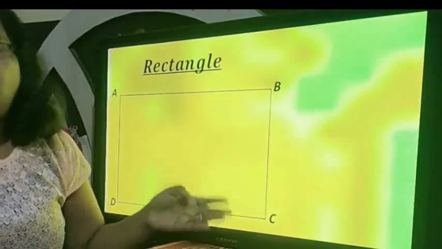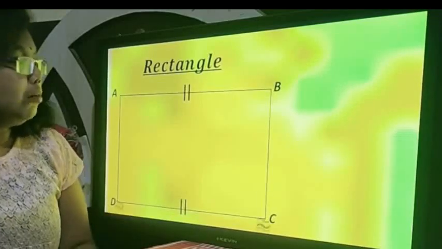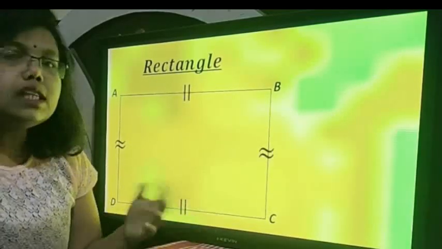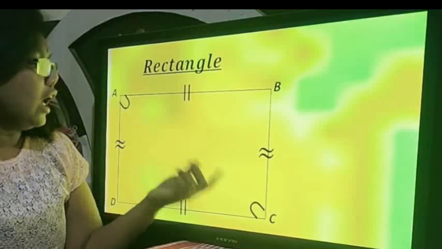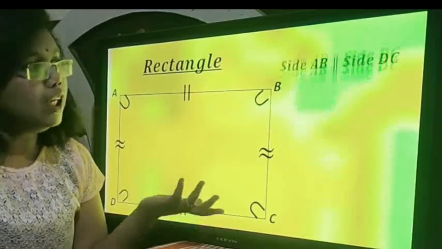This is generally how a rectangle looks. Now these opposite sides are equal and parallel. Both of these opposite sides are equal and parallel. All the angles, the opposite angles, or all the angles you could say, are equal. They all are 90 degrees.